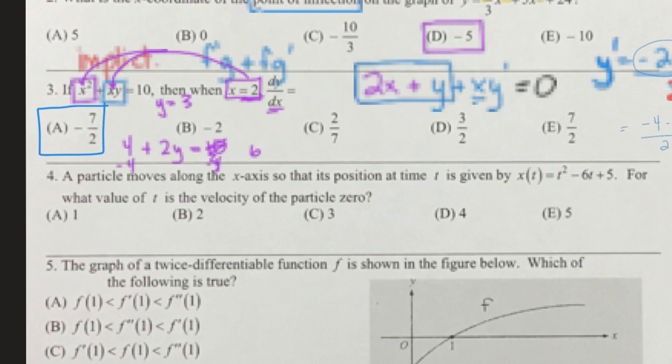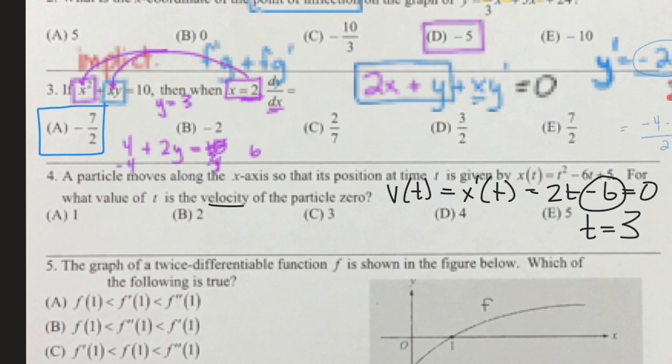Okay, number 4 is a particle motion question. And we want when is the velocity 0, so you need to know that the velocity is the derivative of position, which is 2t minus 6. Okay, the derivative of t squared minus 6t plus 5 is 2t minus 6. When is that equal to 0? When t equals 3, because we add the 6 to the other side and then divide by 2, and I get a velocity of 0 when t equals 3.